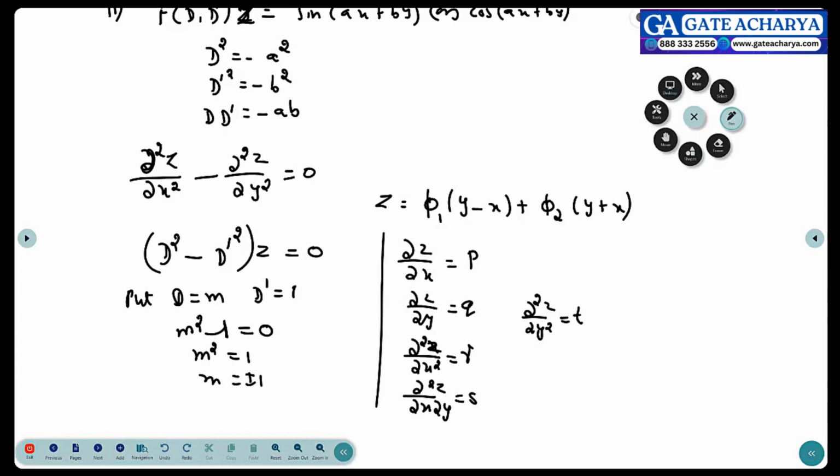Dou z by dou x, not p. That is, ordinary derivative of z with respect to x, not p. With respect to y, not q. Second derivative with respect to x, not r. Combination of second derivative with respect to x and y, not s. Second derivative with respect to y of partial derivative, not t.